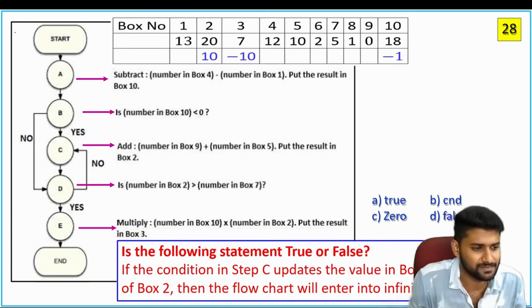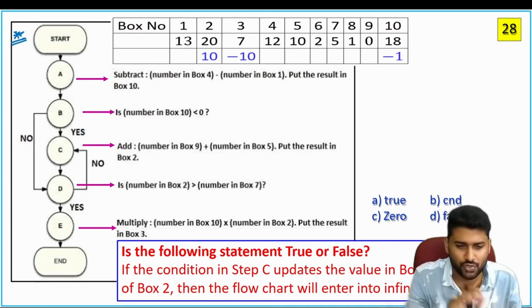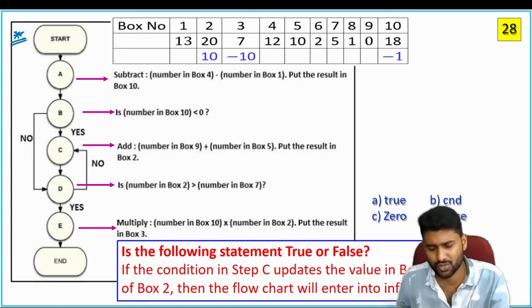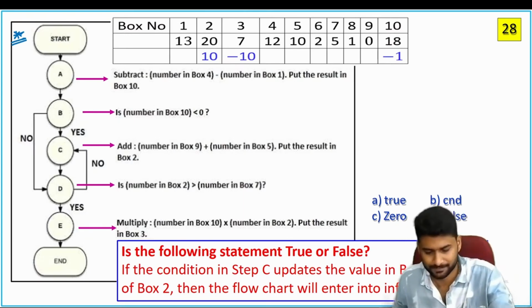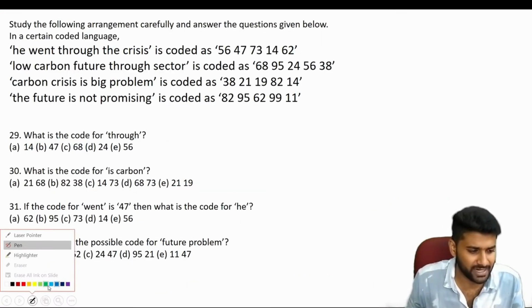Now guys, I hope you understand the approach for flowcharts. I'm just leaving this question for you. Just try this question and post your answer in the comment section. You just tell me whether it is true or false. Just read this condition carefully. I'm leaving this question for you guys. Next, go through the next question from the coding and decoding concept.